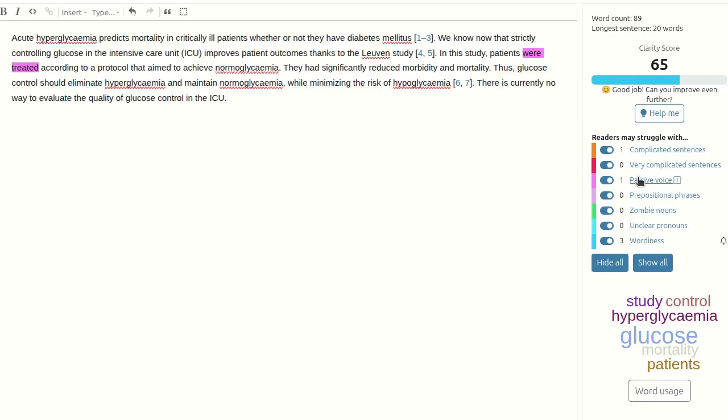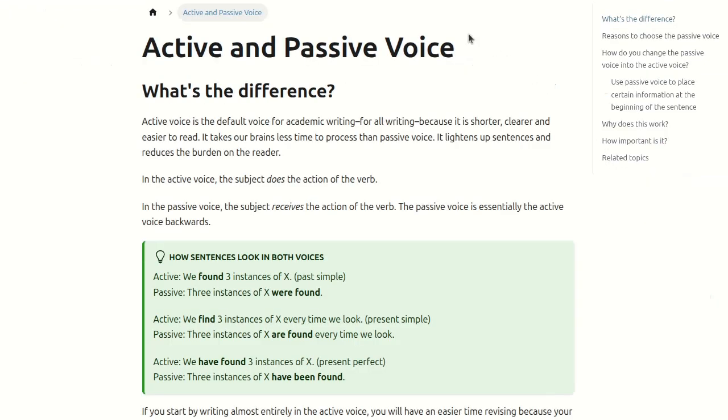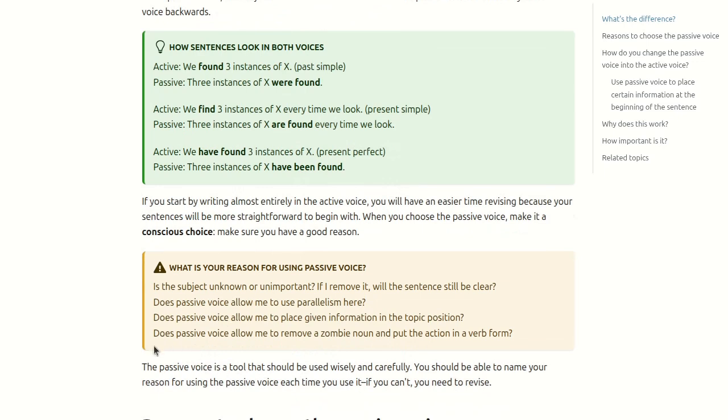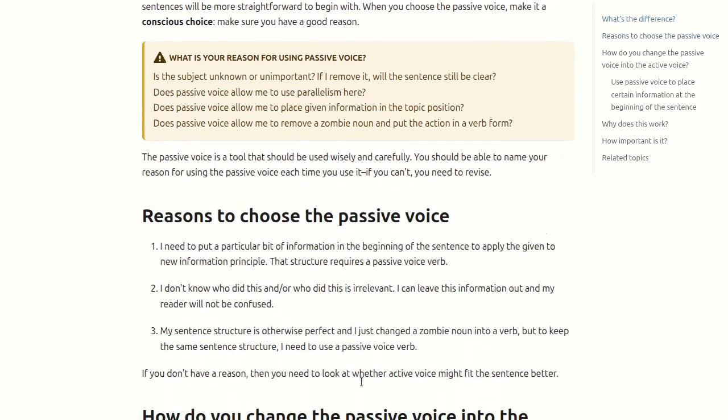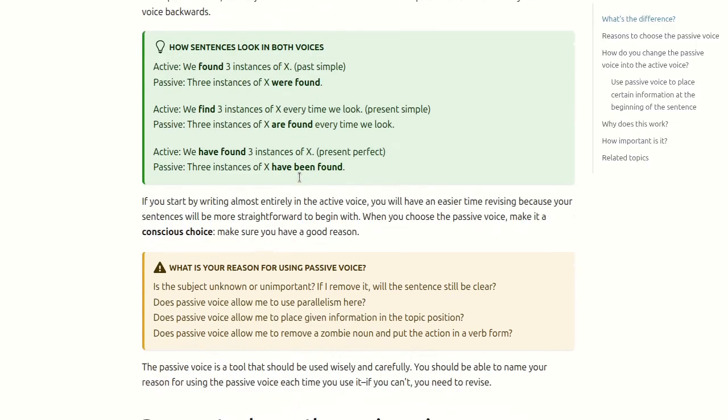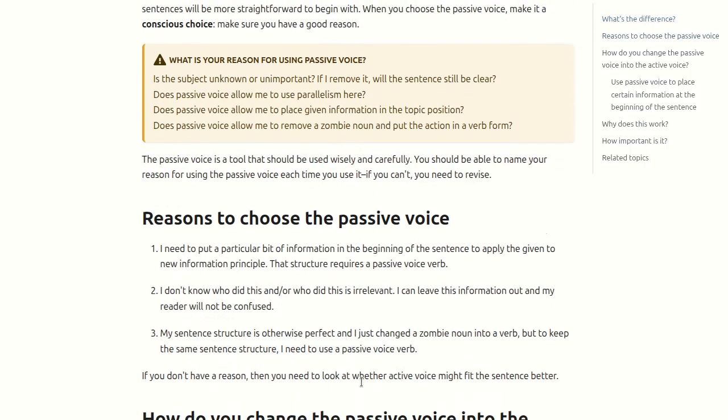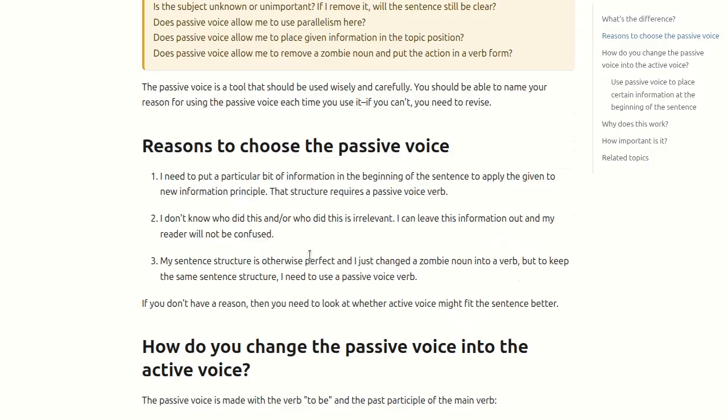Now the passive voice is here to point out where the passive voice is so that you can use it consciously. It doesn't mean that you have to get rid of every instance of passive voice. Passive voice is useful. And what's interesting is if you click on this, you will read that the passive voice is really useful, but the passive voice is a tool that should be used wisely and carefully, and that there are reasons to choose the passive voice, and you can read about them here. So it is valid for you to choose the passive voice as well.